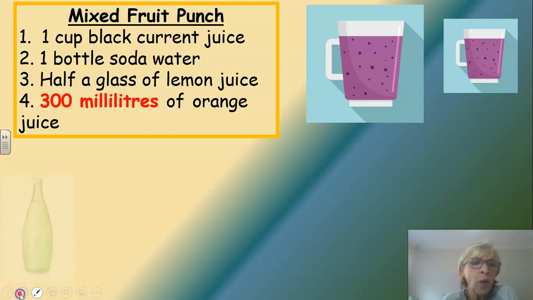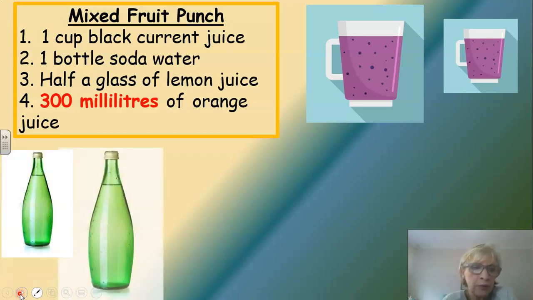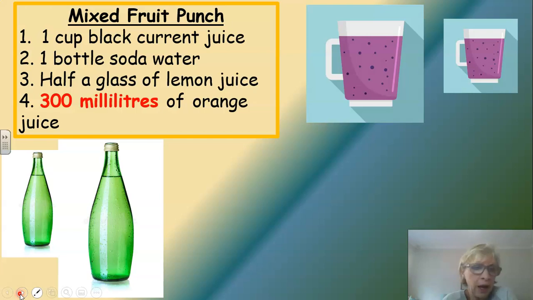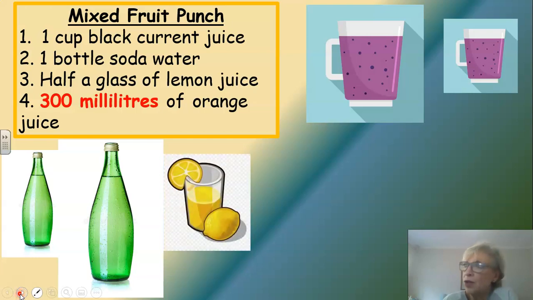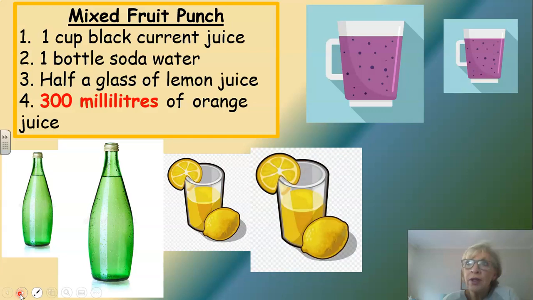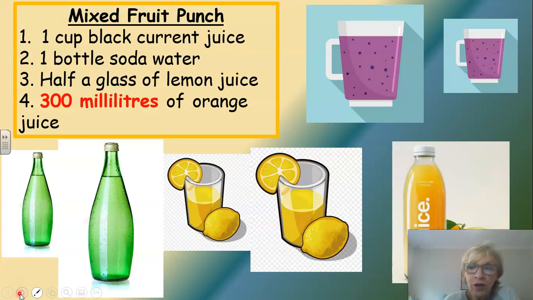Then it says 1 bottle of soda water. But I go to the shop, and there I've got a small bottle of soda water and a big bottle. I don't know which one to choose. Oh, dear. Then half a glass of lemon juice. Fine, so I get the lemon juice glass off the shelf, but there are 2 glasses. Which one shall I choose? Do not know. But I'm told the last ingredient is 300 milliliters of orange juice.